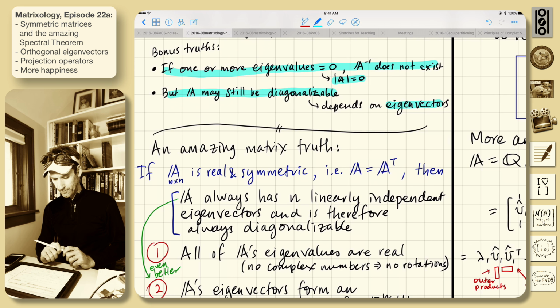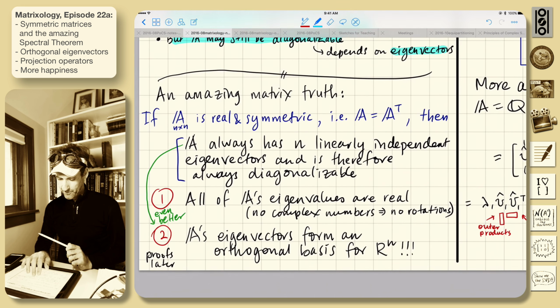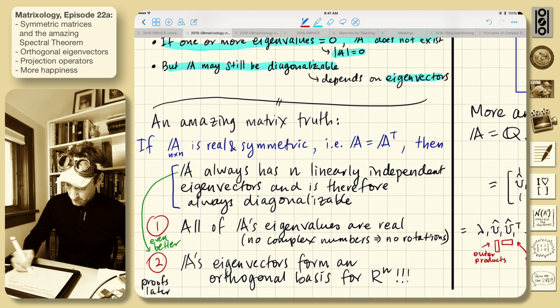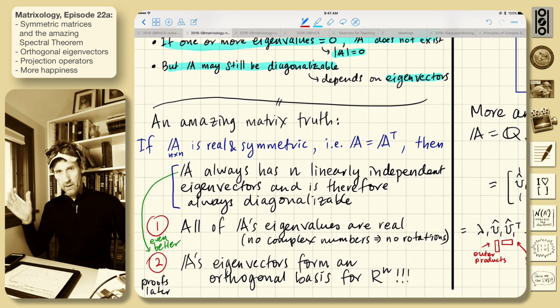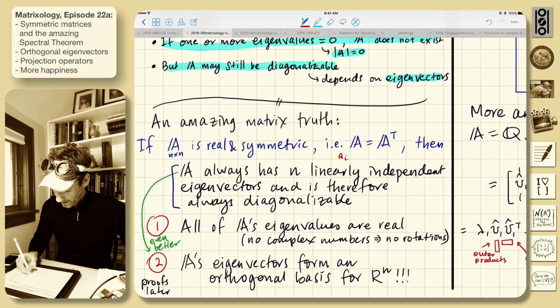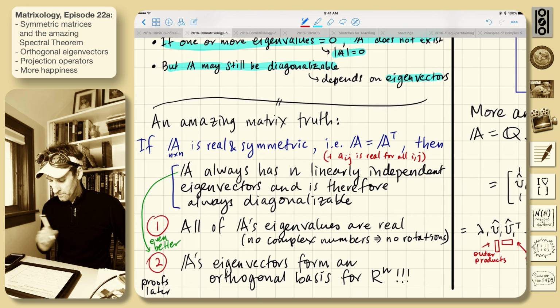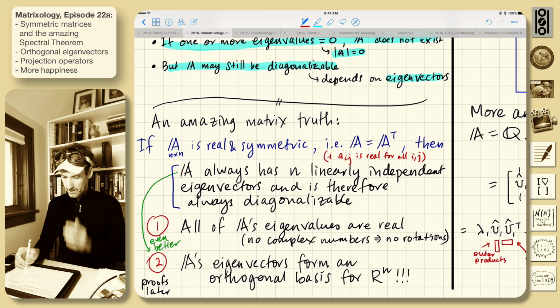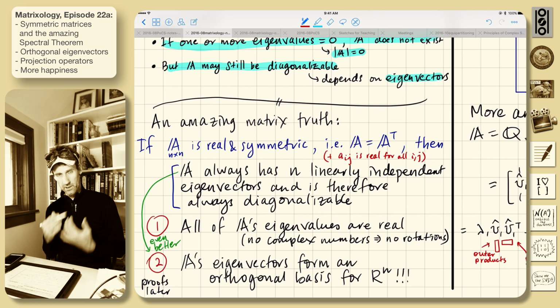All right, just to add to your knowledge. Right, so here's the big deal for this little piece. So A is real and symmetric. Let me just make that clear. That means A is A transpose and A_ij is real for all i, j. Right? All the entries are real. Then there's just a sort of a little lead into it here. We'll always have n linearly independent eigenvectors. It's always diagonalizable.